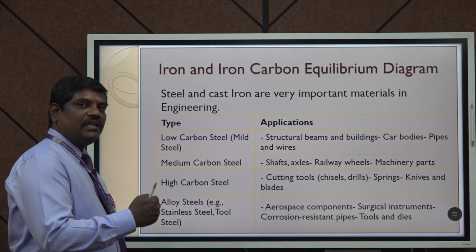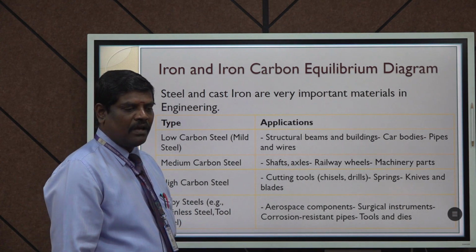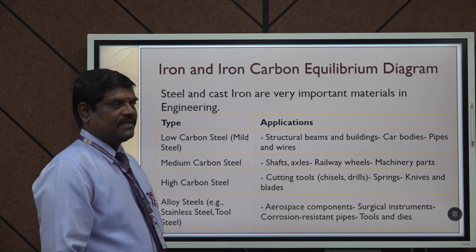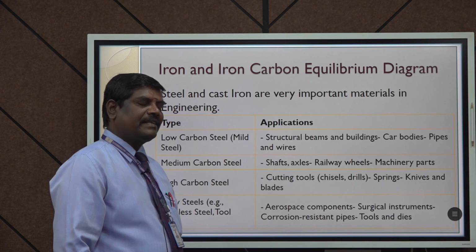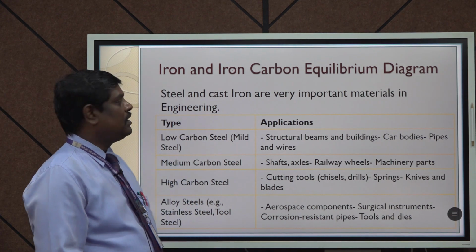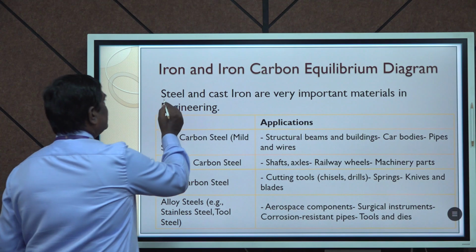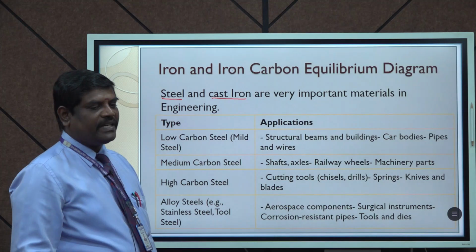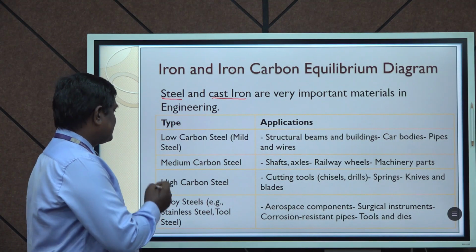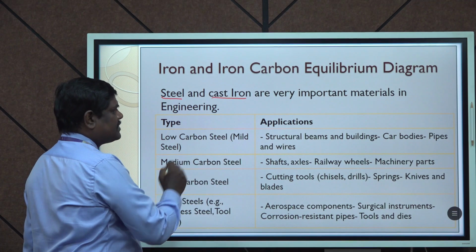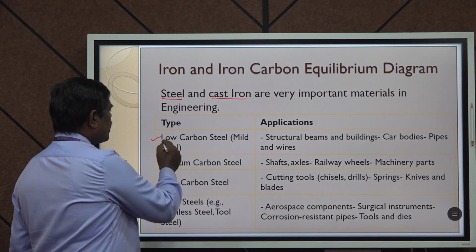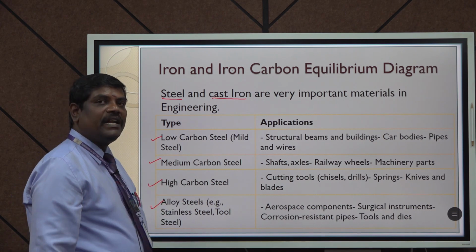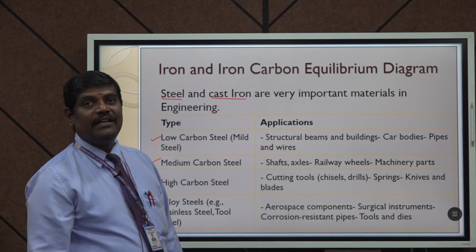Before I get into the diagram, first of all, as a mechanical engineer, we must know two materials which are extensively used by industry. Those two materials are called steel and cast iron. These two are very important materials. Let us see an application of steel. In steel we have low carbon steel, medium carbon steel, high carbon steel and alloy steel, depending on the percentage of carbon content in iron.